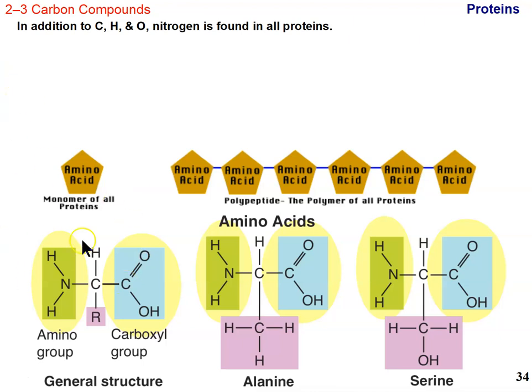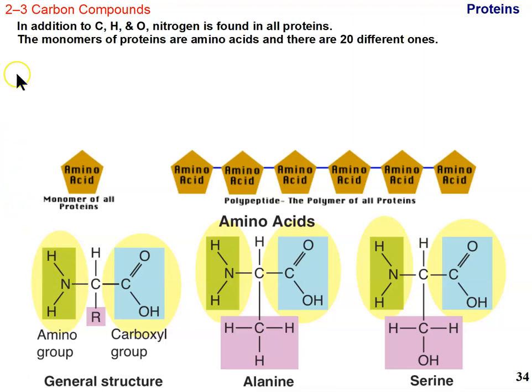When we look at the chemical makeup of proteins, they're made up of carbon and hydrogen and oxygen, just like all these organic compounds are. But there's also nitrogen, right? Every protein has nitrogen because it's found right here in the monomers that make up the proteins. The monomers of proteins are amino acids. So that's what this represents, the general structure of one amino acid. And there are 20 different amino acids.